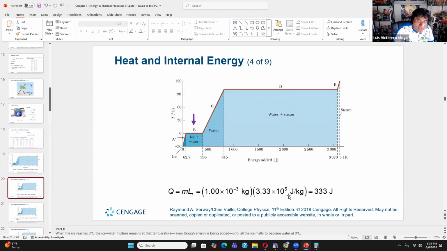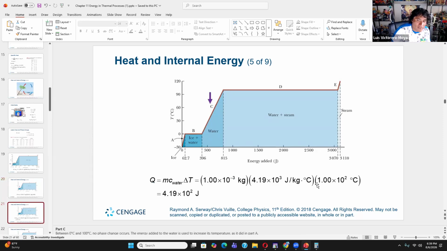Why? Because of this factor. So latent heat is generally larger than your normal heat. And then once you melt all the ice into water, they both are water, so they mix. They reach the temperature of equilibrium at 0. And then you can keep increasing the temperature to 100.